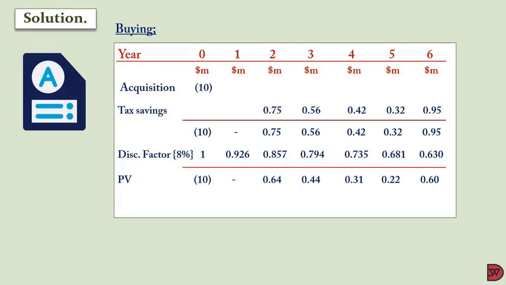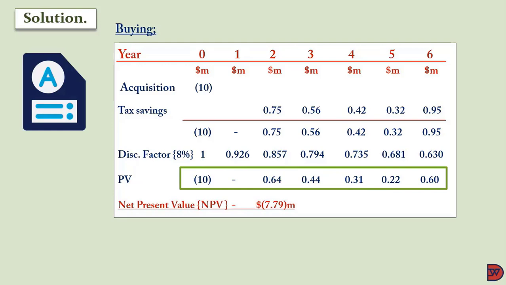So the present value will be 10 million outflow for year 0, 0 for year 1, 640,000 for year 2, 440,000 for year 3, 310,000 for year 4, 220,000 for year 5, 600,000 for year 6. So the net present value, as in when you net all the present values, you're going to get an outflow of $7,790,000. So if you buy the item, the actual amount you'll be paying out.